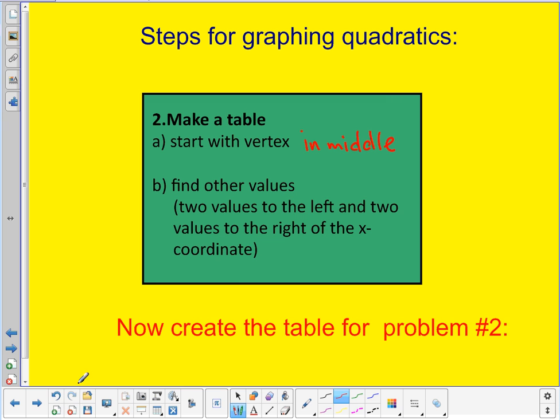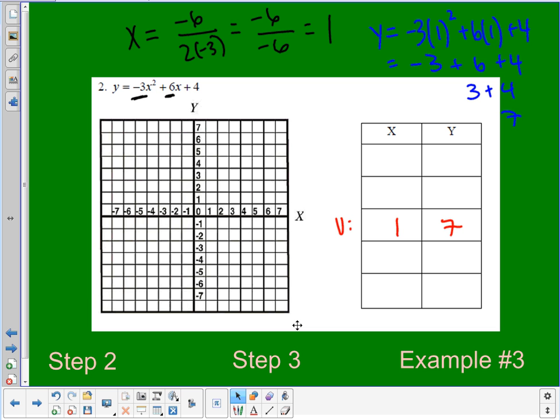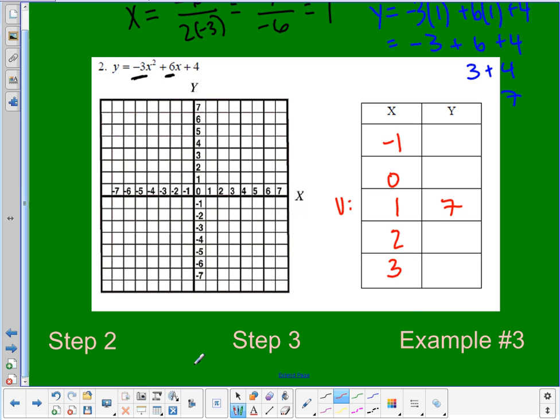So now let's create the table for problem 2. Go back to problem 2 and see if you can finish creating that table. I'm going to go 2 x values before 1, and 2 x values after 1. And then I need to go ahead and fill in all of the y values.